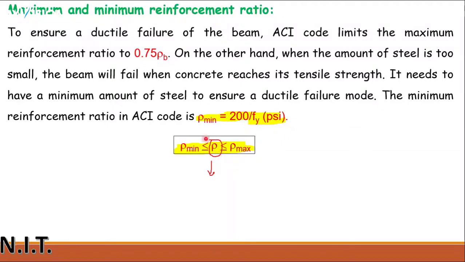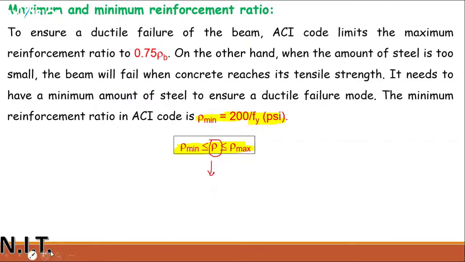On the other hand, when the amount of steel is too small, the beam will fail when the concrete reaches its tensile strength, which means the failure will not be a ductile failure. It needs to have a minimum amount of steel to ensure a ductile failure mode. That minimum amount of steel can be ensured by this formula: rho minimum equals 200 by Fy, where Fy is the yielding strength of steel.